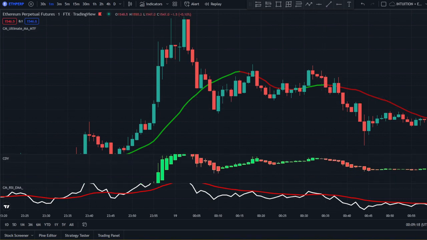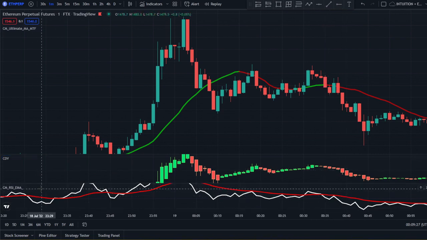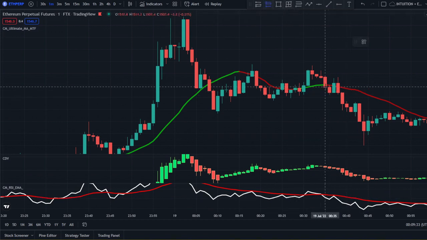Next, we look up on the CDV indicator. This is a red signal, which indicates that we should go short. And if we look on the CM RSI, it shows that there is a crossover, and that is a valid position for this candle right here.